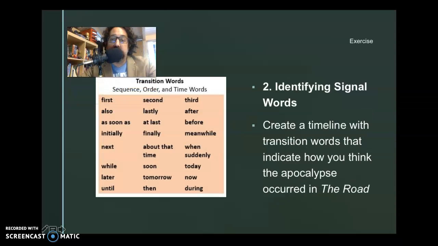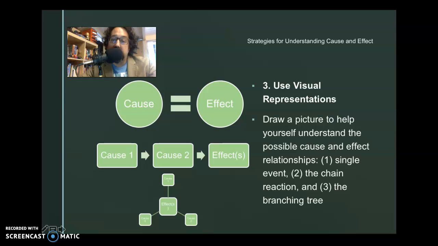Let's see, we've got signal words. Okay, graphic representations. So it's a good idea to start drawing things out. There are three different strategies represented here of just different cause and effect. What we're trying to get you to think about is how you think it happened. What kind of factors do you think added up to and resulted in an apocalypse such as we see in The Road?